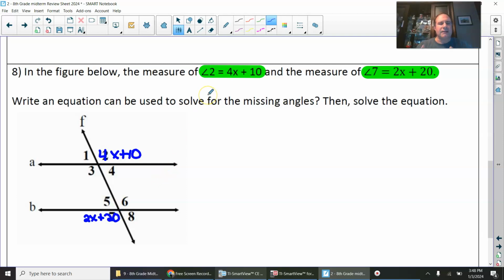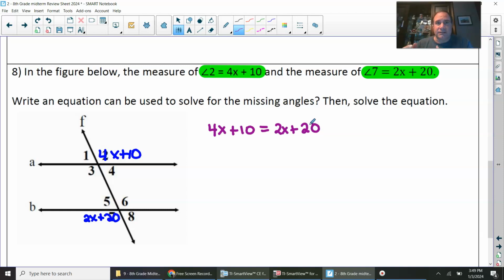Taking a look at this, these are parallel lines cut by a transversal. Look at angle 2. Angle 2 is a large angle. It's an obtuse angle. Angle 7 is also obtuse. Take a look at the size of angle 2, and this is the size of angle 7. So you figure angle 2 and angle 7 are equal to each other. If they're equal, then you set them equal to each other. So 4x plus 10 equals 2x plus 20.